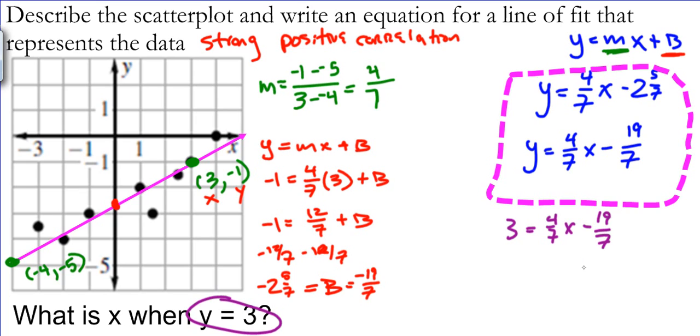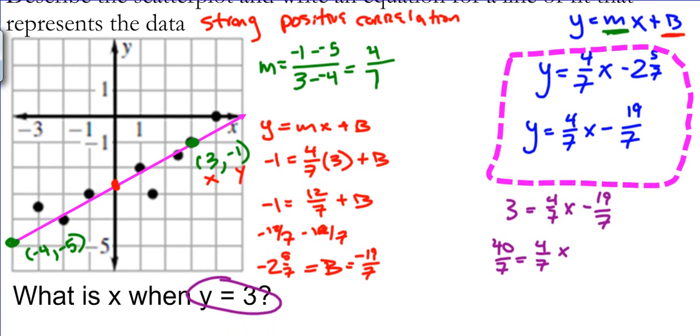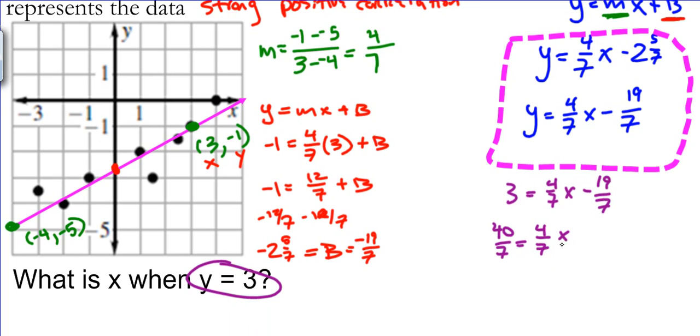First step is to add 19/7 to both sides. That's the first step. Add 19/7 to both sides. I get 40/7 equals 4/7 x. Now some of you might be able to do this in your head. You can usually tell what x is by looking at those two equations. Some of you may multiply by 7. If you multiply by 7, you get this. And if you divide by 4, you get x equals 10. And that's our prediction.